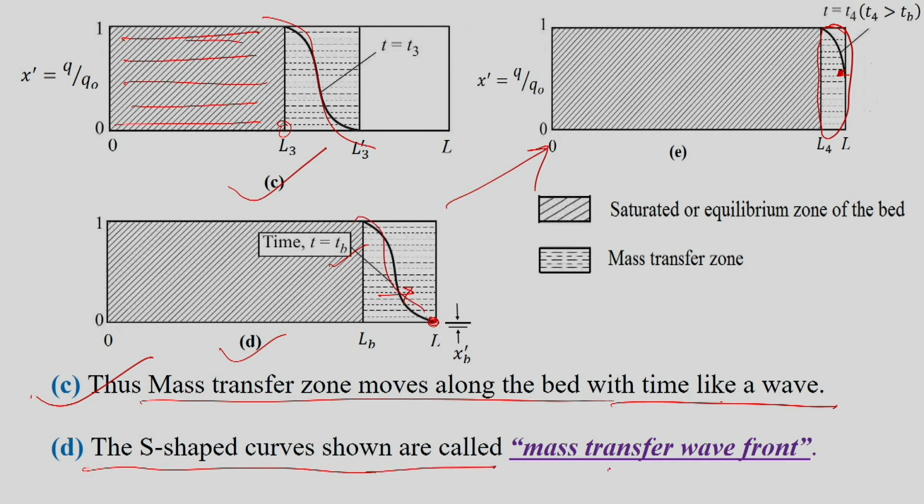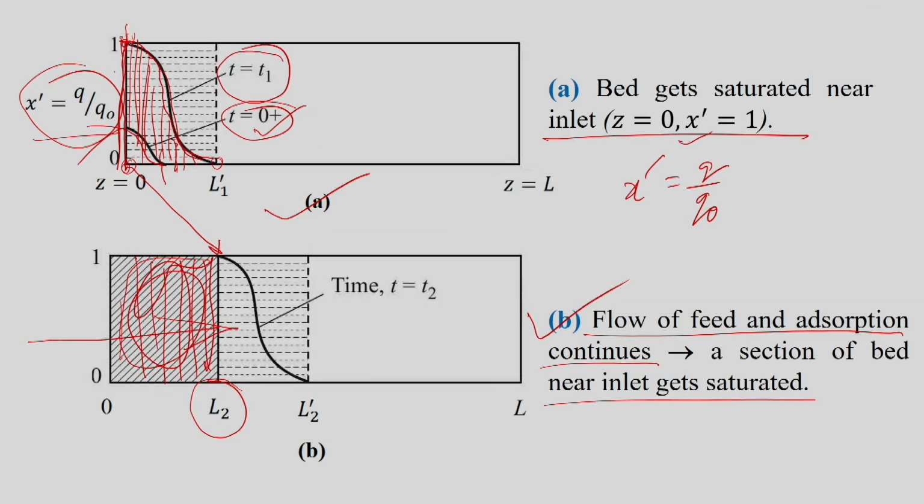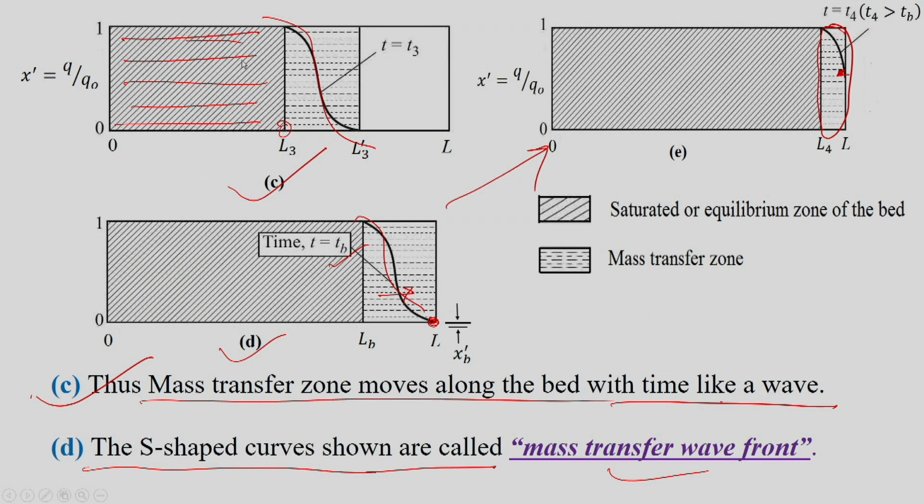is called the mass transfer wave front. This S shaped curve moves from the left slowly to the right, and it comes as a wave. So this is called the mass transfer wave front.